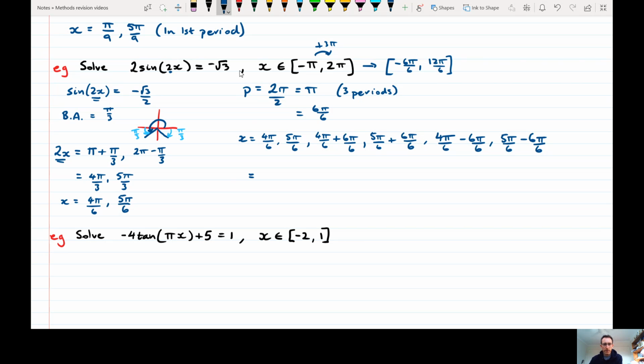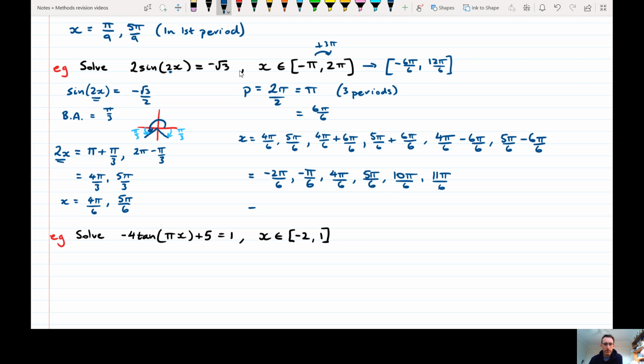At this point, I'm going to simplify them all. So I get 4 pi on 6 minus 6 pi on 6 is negative 2 pi over 6. I'm just going to do it in number line order. 5 pi minus 6 pi is negative 1 pi on 6. That's these two at the end done. Then we're going to have the two from our first period that we found out. And then we're going to have all these ones. So 4 pi on 6 plus 6 pi on 6 will give you 10 pi on 6. 5 plus 6 is 11, so 11 pi on 6.